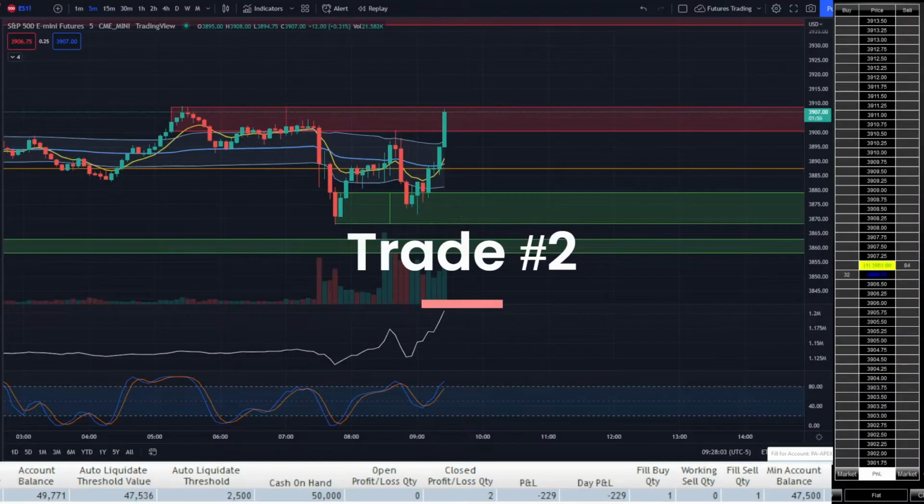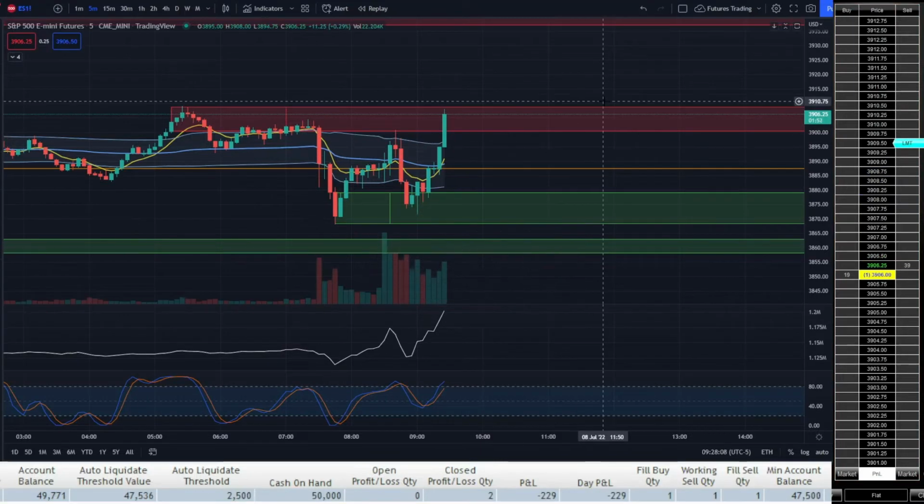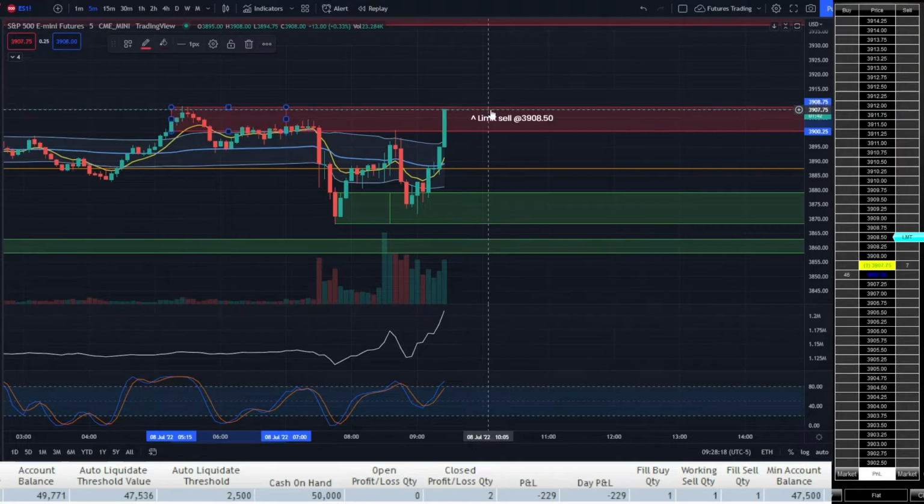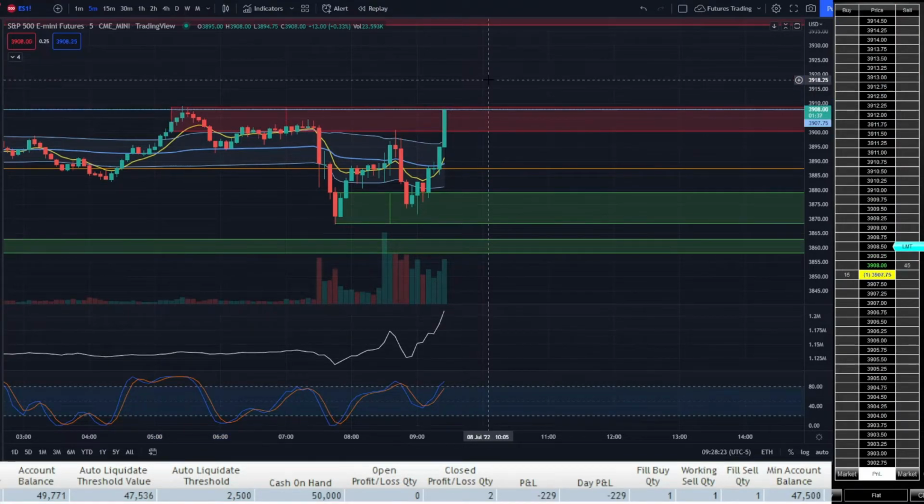All right, so this happens just seconds after I get stopped out of the last trade. Same supply zone, same conditions, stochastic RSI is overbought. Just taking another stab at a short a little deeper into the supply zone. So this time my limit sell is at 3908.50. I end up being in this trade for a little longer than expected.